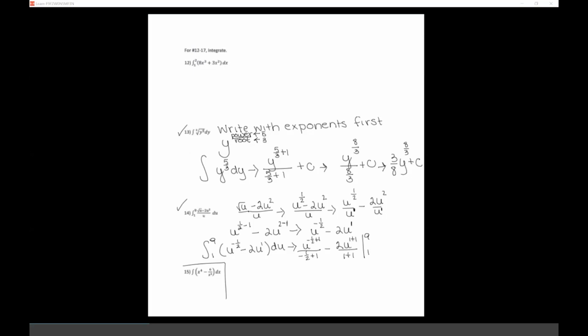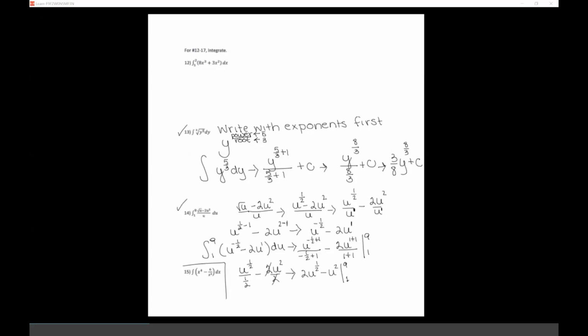This first one, negative 1/2 plus 1 makes it 1/2 again, and this becomes minus 2u squared over 2. Doing some more algebra, the divide by 1/2 over here is the same as multiplying by 2, and these 2's cancel. That's just some more algebra, and then I go from 1 to 9.